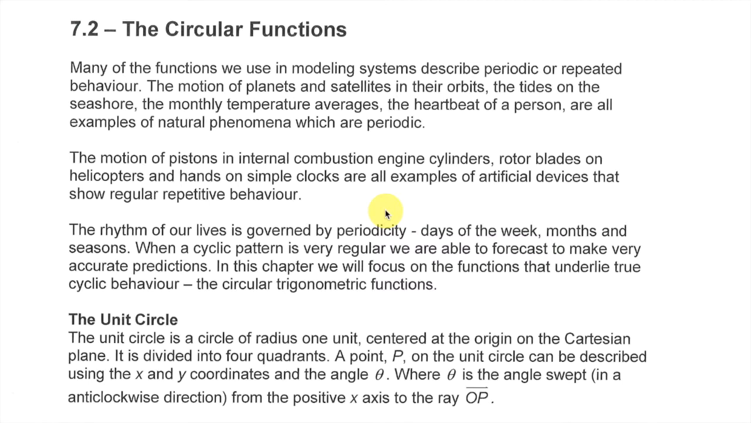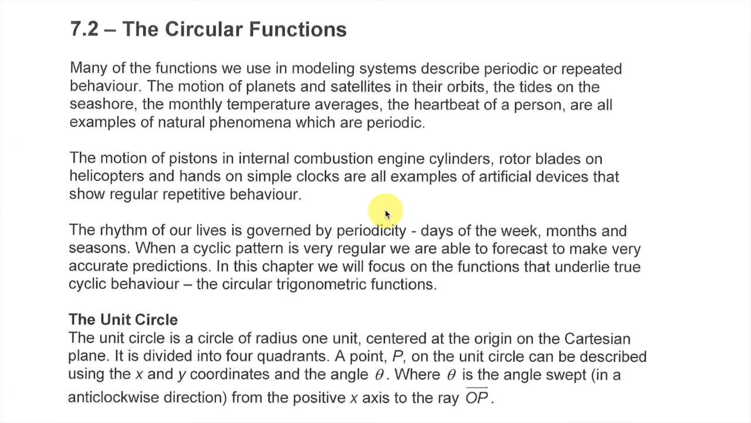You could also think about the heartbeat of a person that regularly occurs. You could also think about a piston in an engine going up and down as time goes by. All of those things that have some type of rhythm to it, we could use circular functions to describe what's going on.